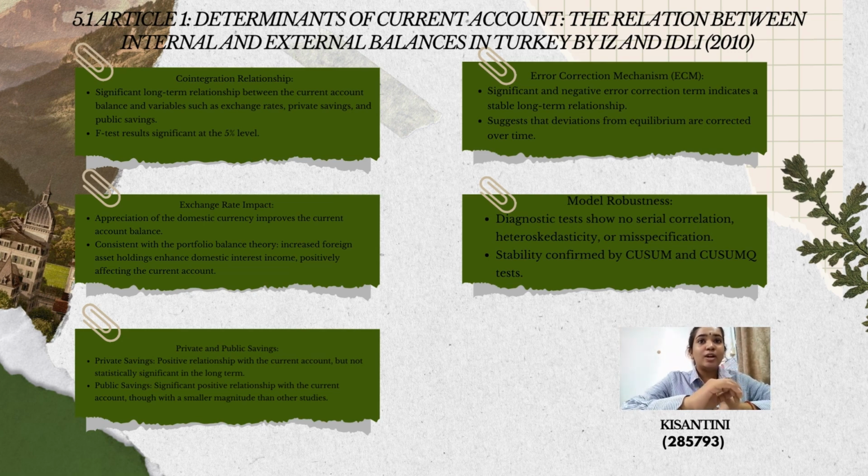Second, the appreciation of the domestic currency improves the current account balance. This aligns with the portfolio balance theory, which suggests an increase in foreign asset holdings. Third, private savings show a positive relationship with the current account, but it is not statistically significant in the long term. Fourth, the error correction mechanism in the ARDL model indicates a stable long-term relationship, suggesting that deviations from equilibrium are corrected over time.